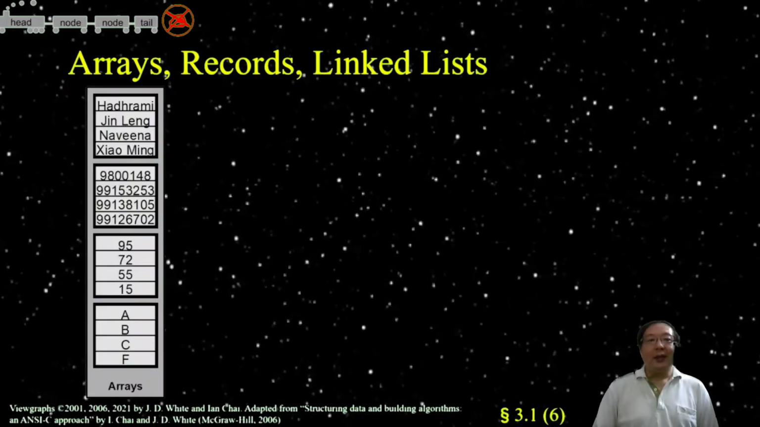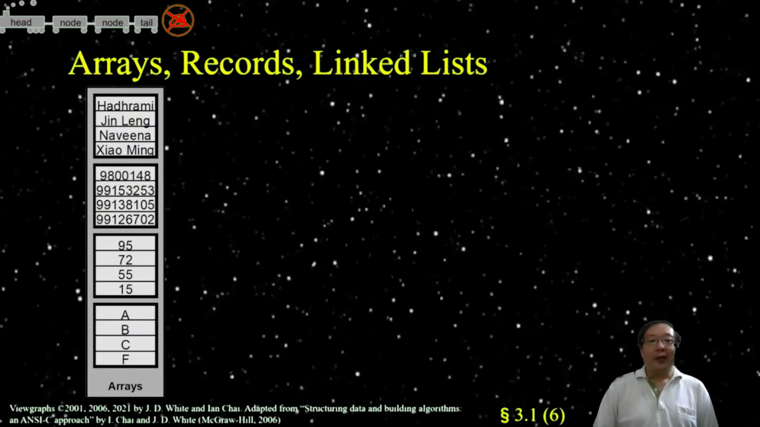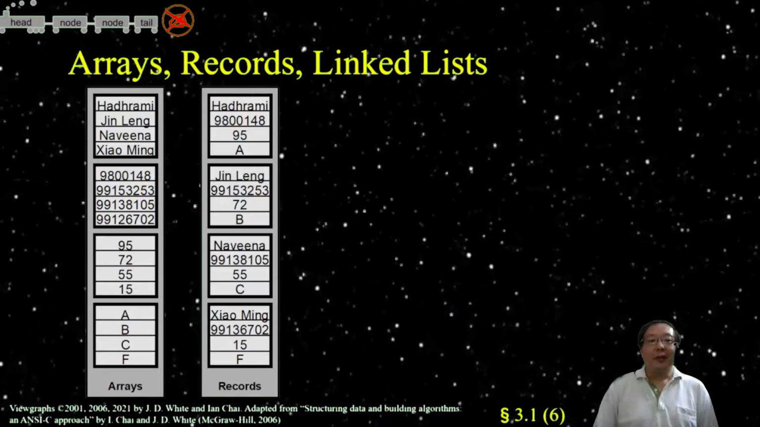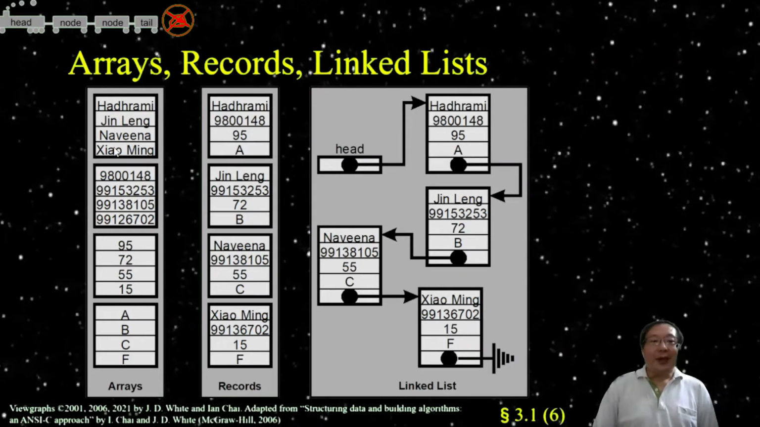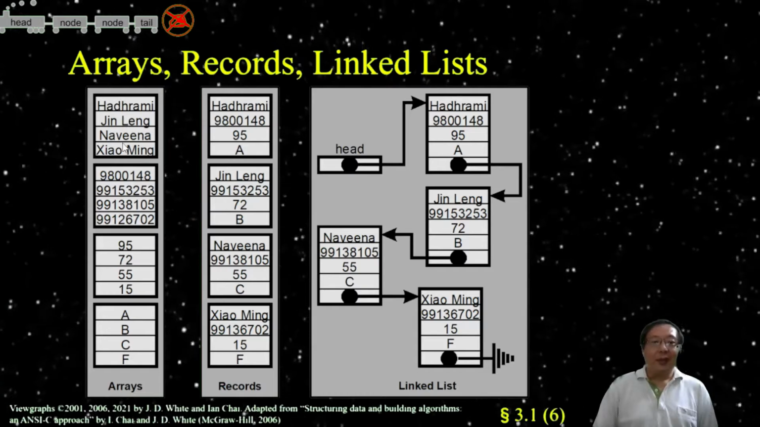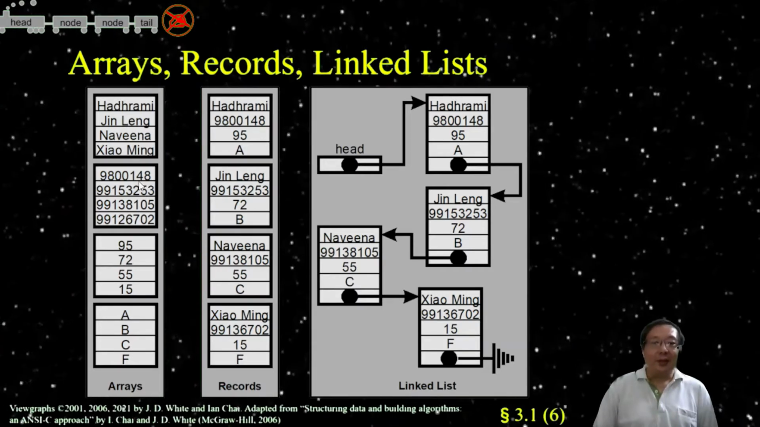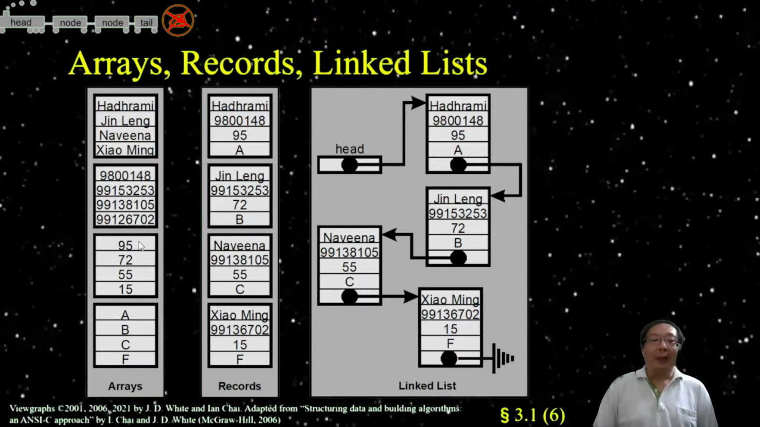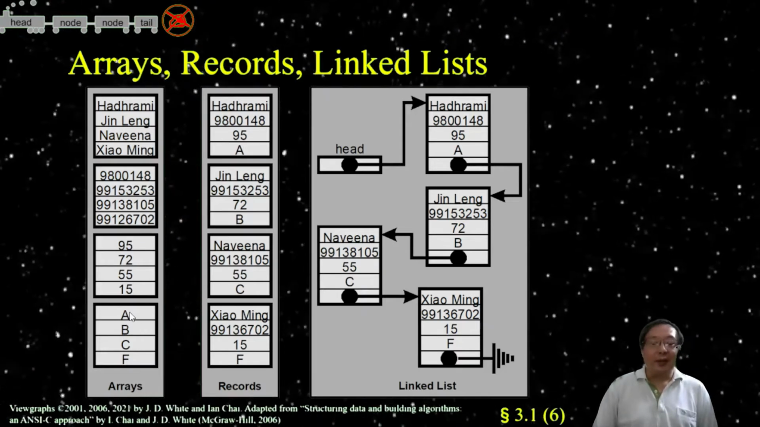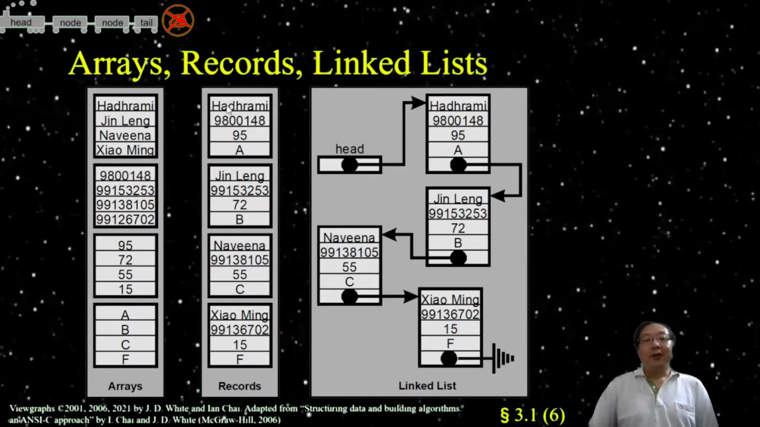Arrays, records, and linked lists, how do they look arranged in memory? So arrays, right, all the same type of data all stuck together. Here are the names all stuck together. Here are the IDs all stuck together. Here are all the marks all stuck together, and here is the letter grade all stuck together. Array of records is better.